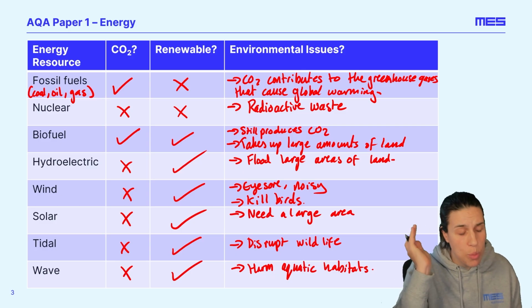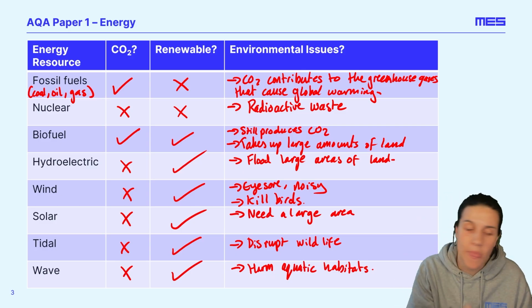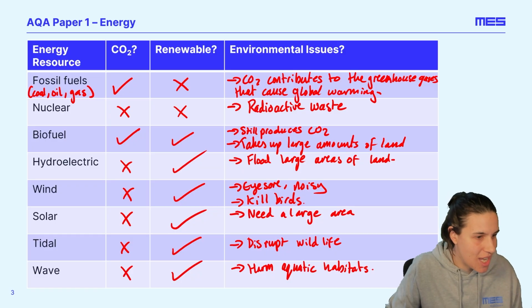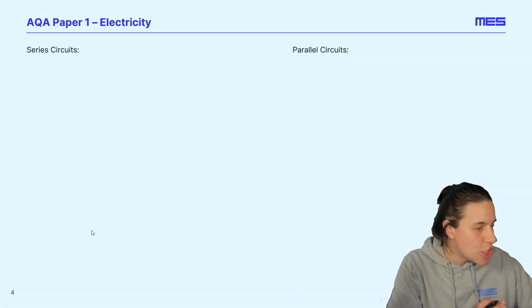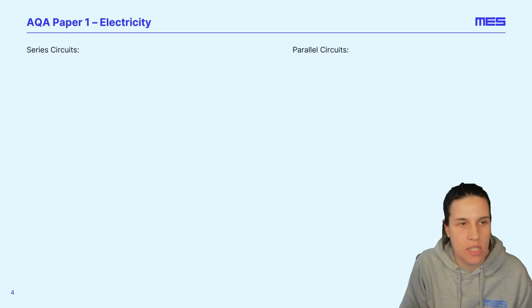So that is a really quick run through on what I think are the most important points of topic 1 for you. Coming up next is electricity. Next up is topic 2, which is electricity. So we're going to do series and parallel circuits to start with.